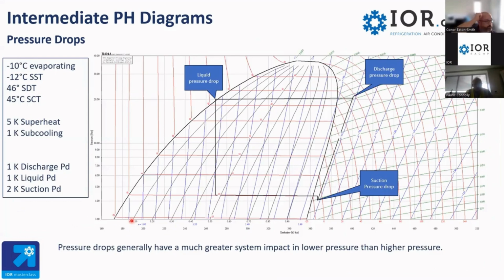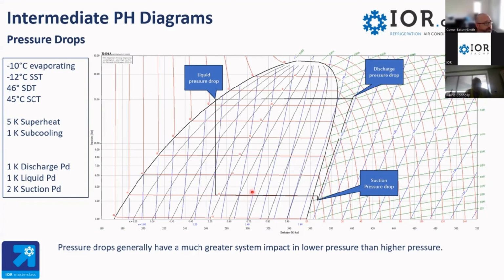So here's a cycle showing a 2K drop in saturated temperature on the suction, a 1K drop in saturated temperature on the discharge, and effectively a 1K drop in saturated liquid pressure. Just note the sizes. Obviously, we have a 2K pressure drop here, but it's disproportionately greater than, say, the discharge pressure drop. We can also note that we've got slight slants here, where we have included for a 40 kPa pressure drop on the condenser and a 7 kPa pressure drop on the evaporator.